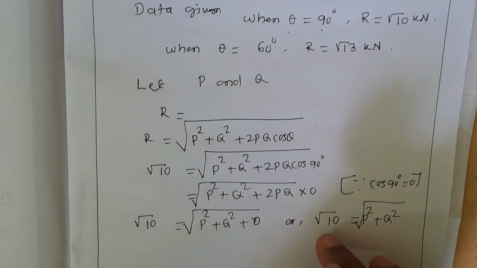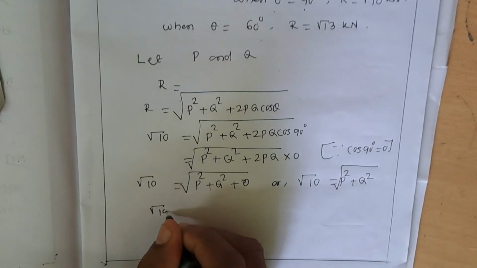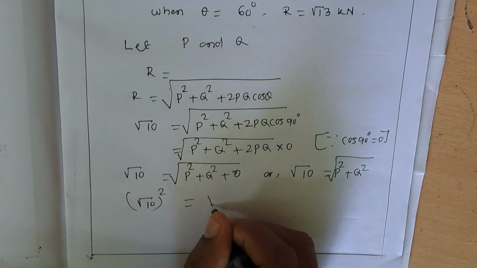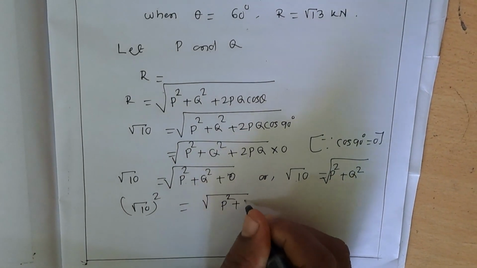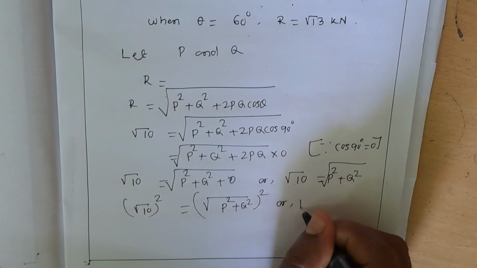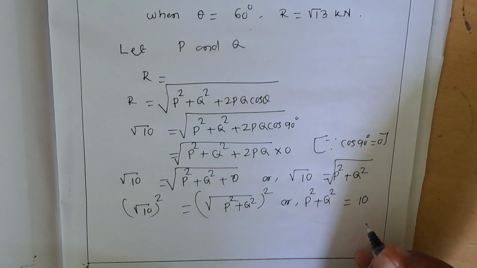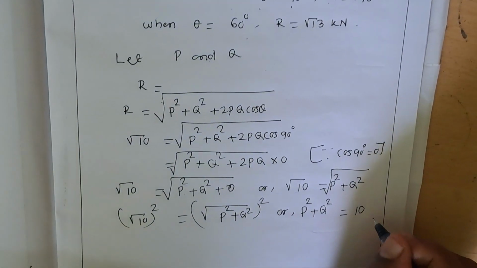Then, squaring both sides, we have root over 10 whole square is equal to root over P square plus Q square whole square, or P square plus Q square is equal to 10. This is the equation 1.